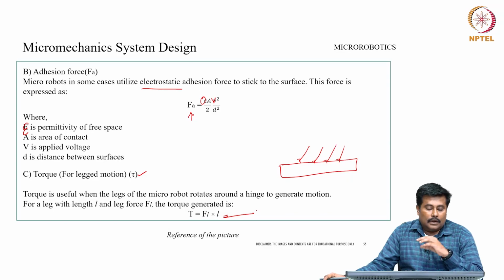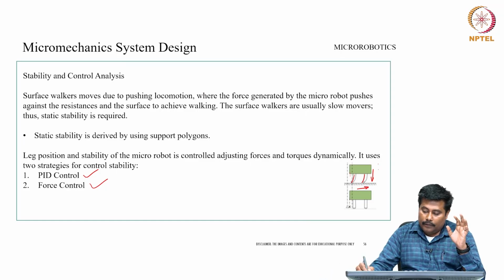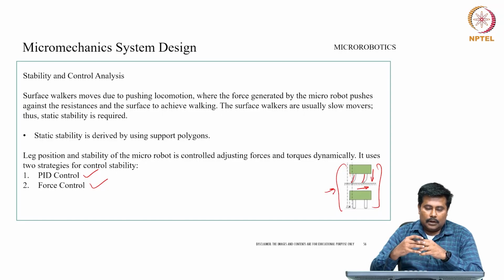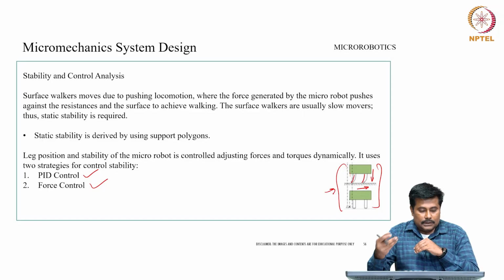And then we need to consider the adhesion forces. As far as adhesion forces are concerned, the area of contact, the voltage applied, and the distance play a vital role. So we need to consider two important parameters: one is the adhesion force, and the other is the torque which is being generated over here. This is the arrangement for a surface walker. In the case of a surface walker, it is a pushing locomotion.